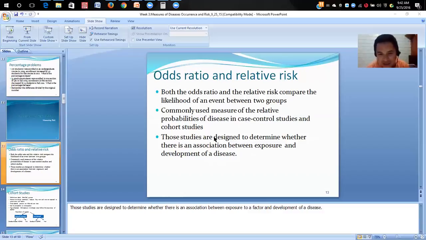ORCC, odds ratio for case control, then RRC, relative risk in terms of cohort studies.